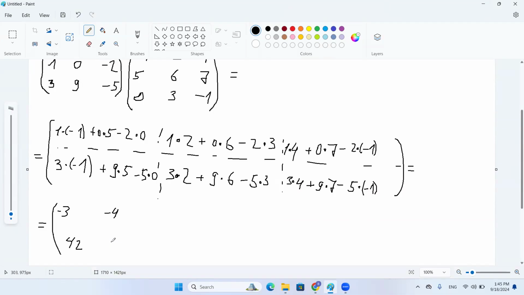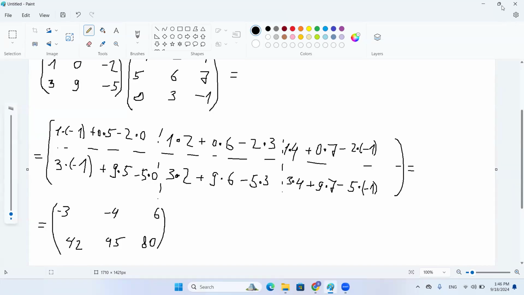45. Correct. The third column is 4 plus 0 minus plus 2. 4 plus 2, 6. Correct. 12 plus 63 plus 5. And it's 80. 18.